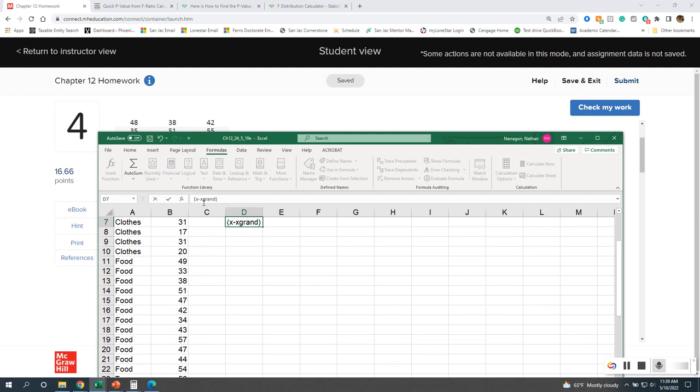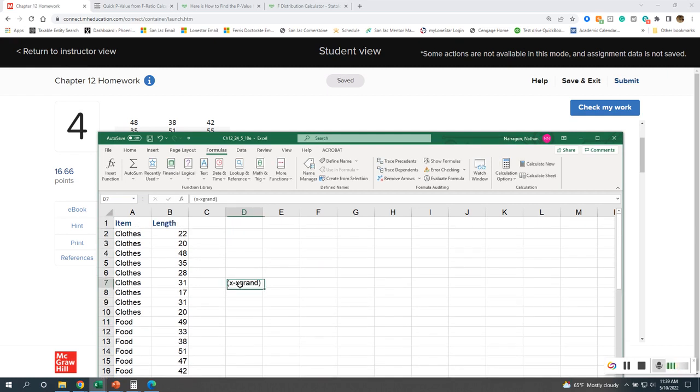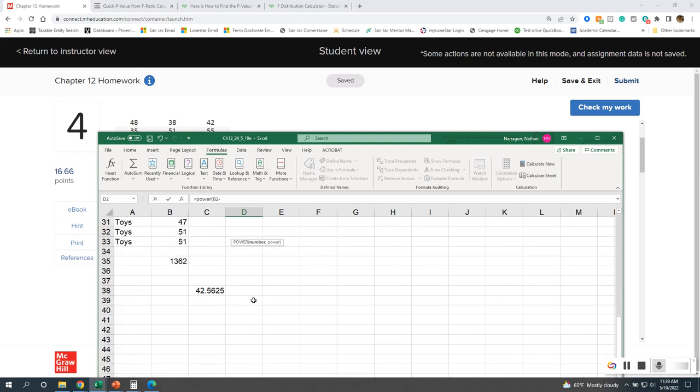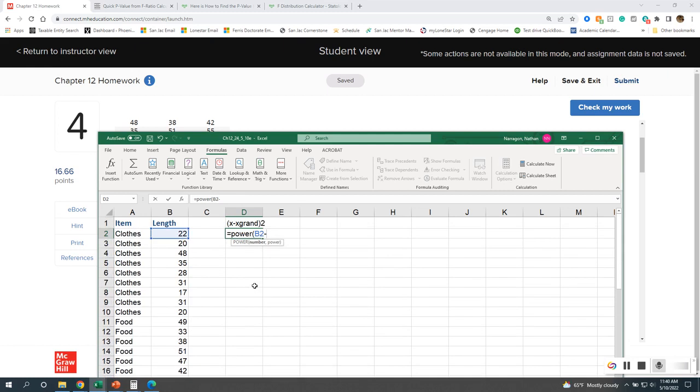Okay. And I'm putting that in the wrong thing because I didn't scroll all the way up. There we go. And squared. Alright, so this is going to equal power, parentheses, our number, which is going to be B2, minus x grand, which is 42.5625.